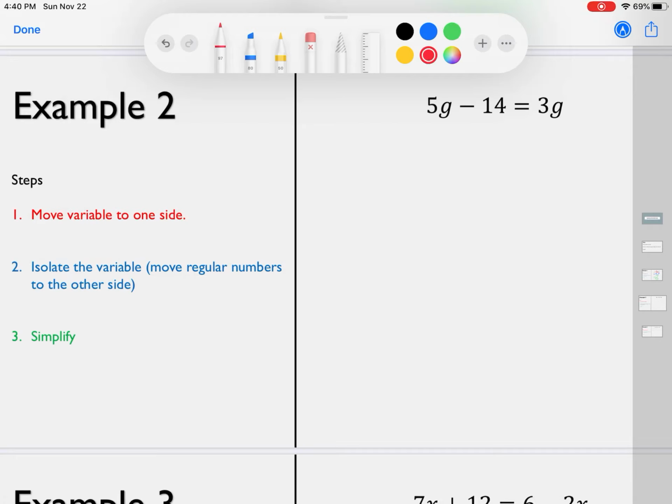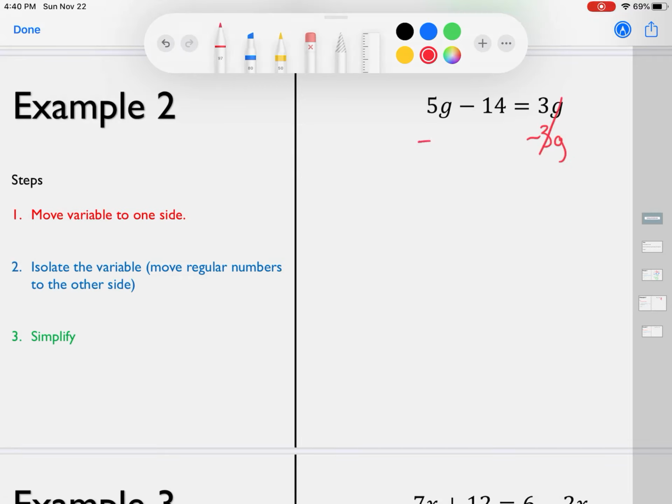All right, so our second example, we're going to do the same thing again with a new equation. So first step, as always, move the variable to one side. So I'm going to move the 3g to the left. Reason being, 5's bigger, so I want to keep that variable positive. You could move the 5g to the right-hand side as well. It's totally up to you. But for this example, I'm going to move the 3g to the left.